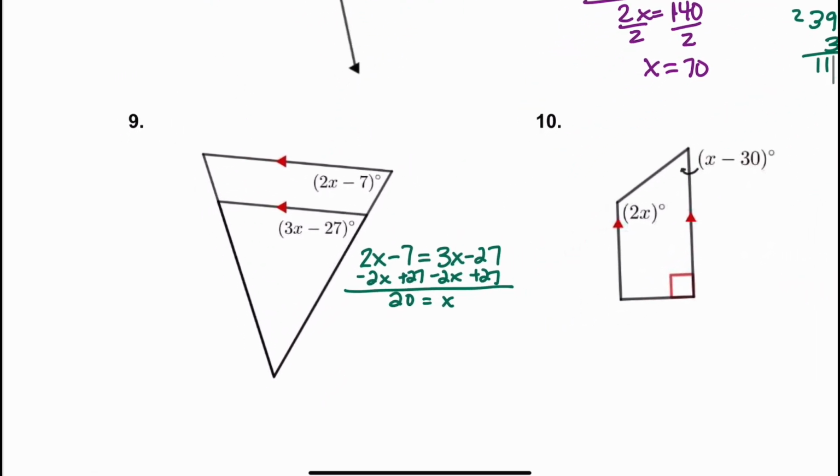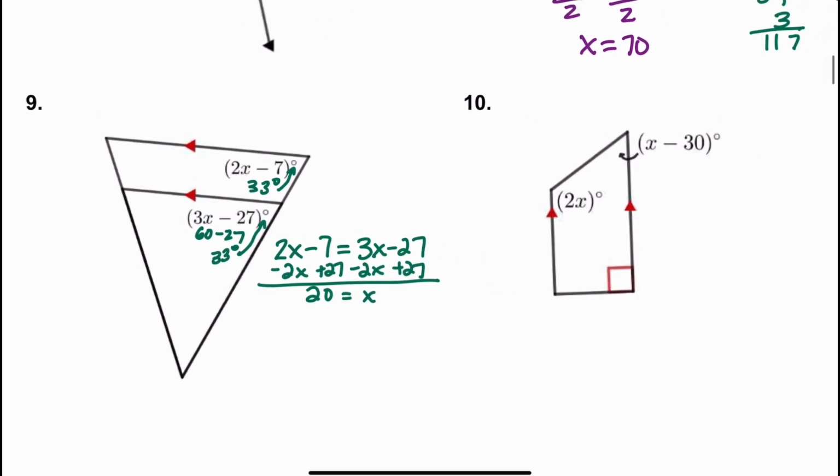I can plug that in. 20 times 2 is 40. Minus 7 is 33 degrees. And on the bottom, 20, 40, 60 minus 27 is also 33 degrees. So those would both be the same angle there.